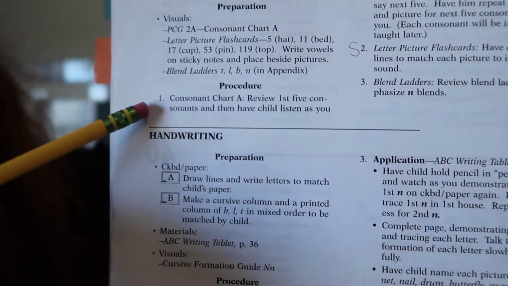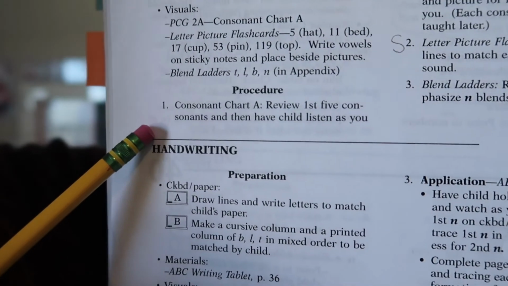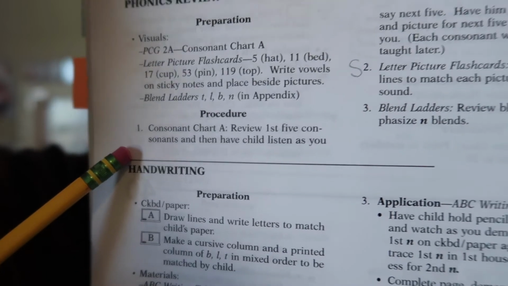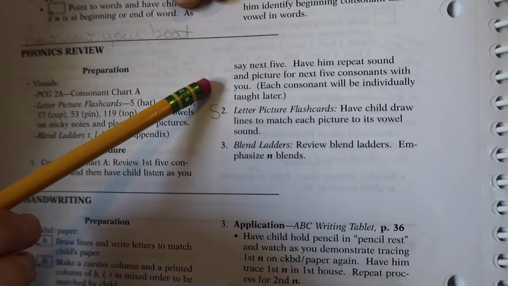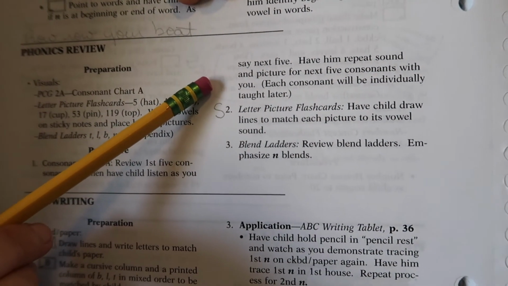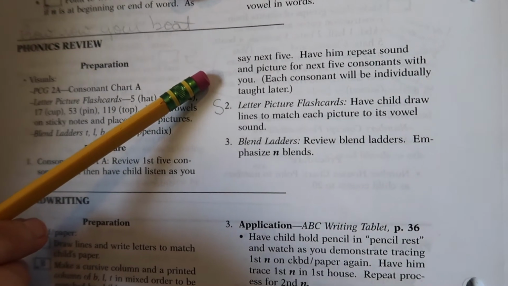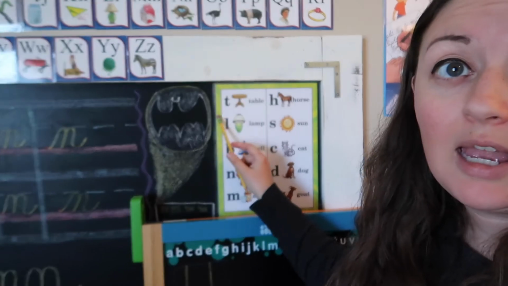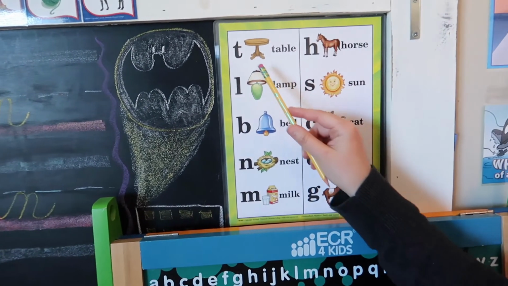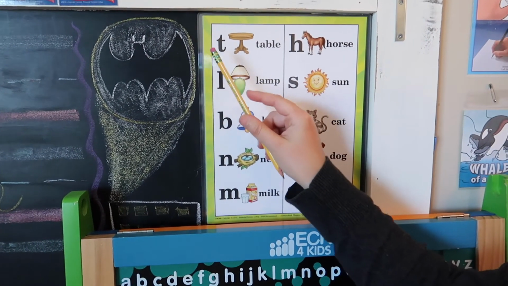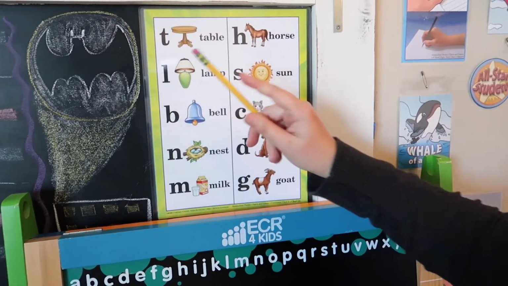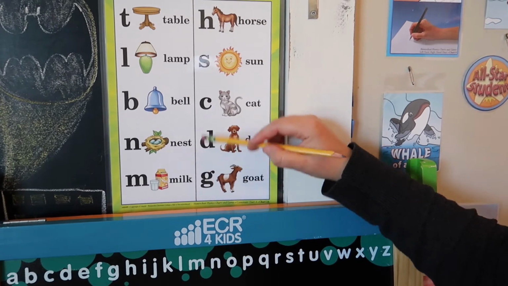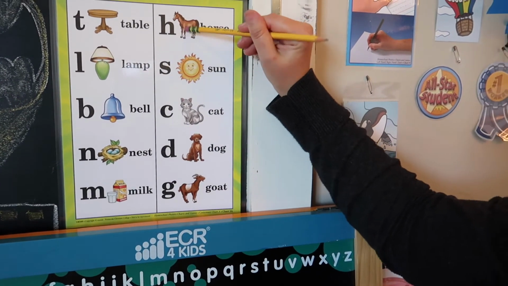On to procedure. Consonant chart A. Review first five consonants and then have child listen as you say next 5. Have him repeat sound and picture for next 5 consonants with you. Each consonant will be individually taught later. So what I do is I have the child say t, table, t, t, t. And the very first time that I went over these 5 right here, I had them just listen as I did it first and then did it with me.